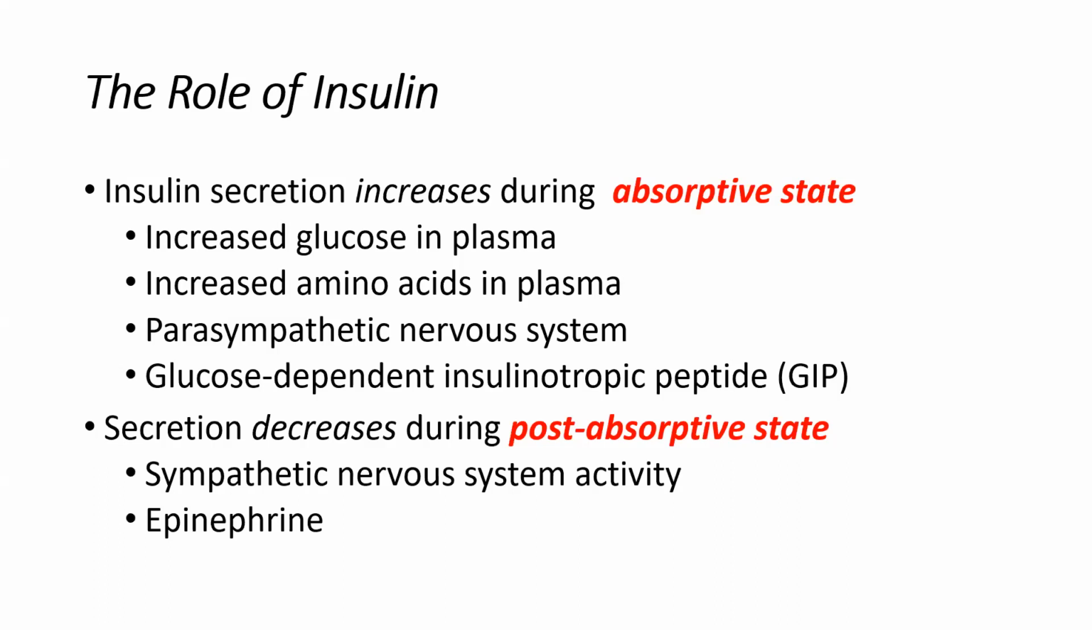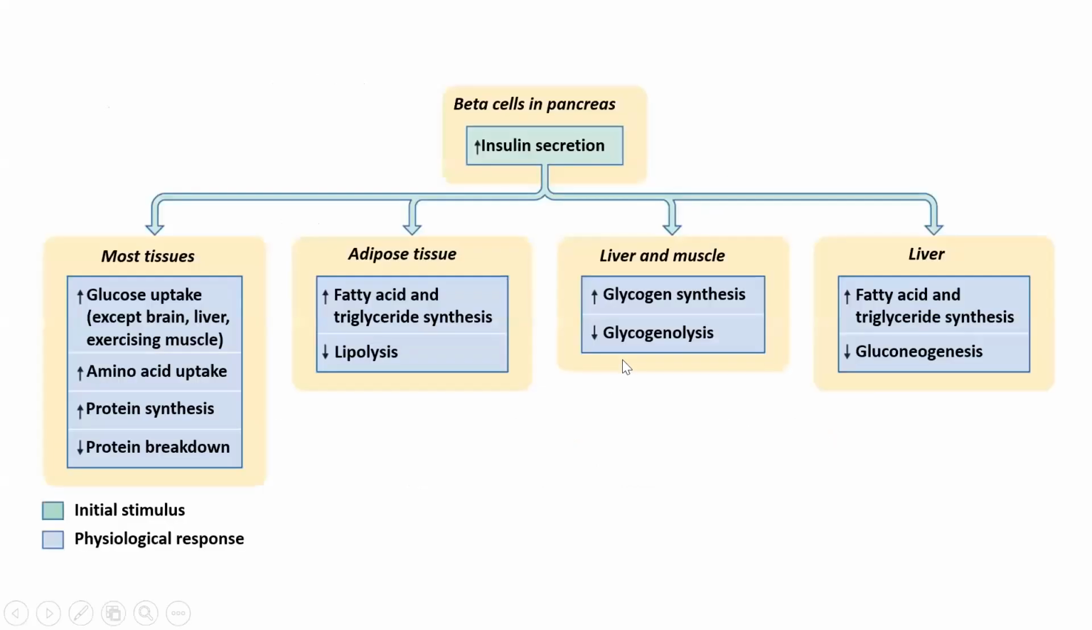Secretion decreases during the post-absorptive state. So if we haven't had a meal for a long amount of time, we tone down our secretion of insulin. Okay, we're not trying to store things away if we're not bringing in calories, if we're not bringing in food. And so we tone down insulin release during the post-absorptive state, which is turning off the parasympathetic nervous system and turning on the sympathetic nervous system. Again, that antagonistic way that these two hormones and these two divisions of the nervous system are kind of competing with each other, okay?